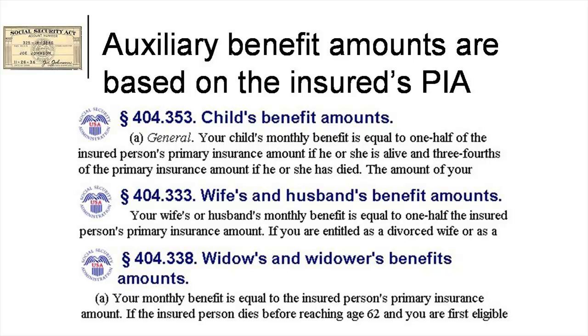Benefits for family members, spouses, children, parents, are all stipulated in relation to the worker's PIA, some percentage of the worker's PIA. For example, the base benefit for a surviving spouse is, today, 100% of the deceased worker's primary insurance amount. Again, subject to adjustment based on the age at which the surviving spouse begins benefits. The base benefit for a child of a disability benefit recipient is, by contrast, 50% of the disabled worker's PIA.